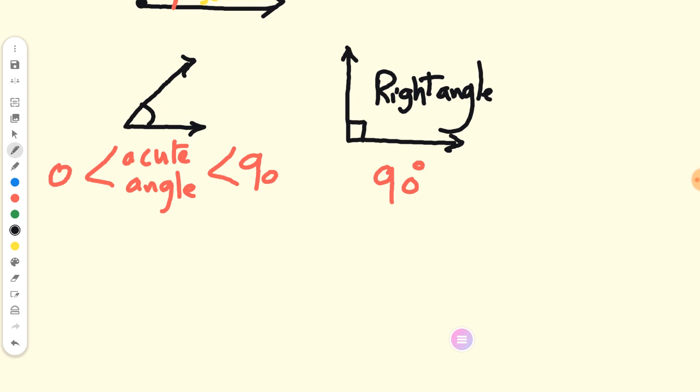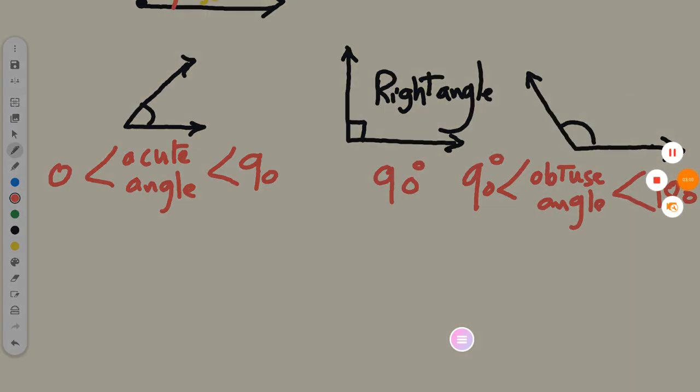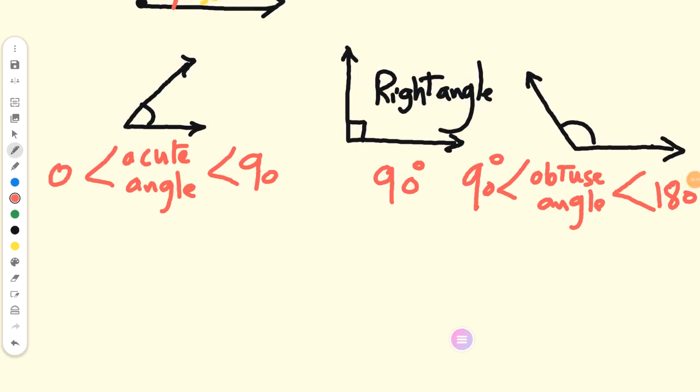Okay. Third is the angle greater than 90 and less than 180. We call it an obtuse angle. An obtuse angle is always greater than 90 and less than 180. Okay, so these are the types of angles.